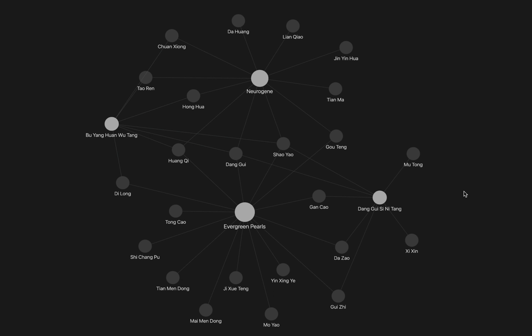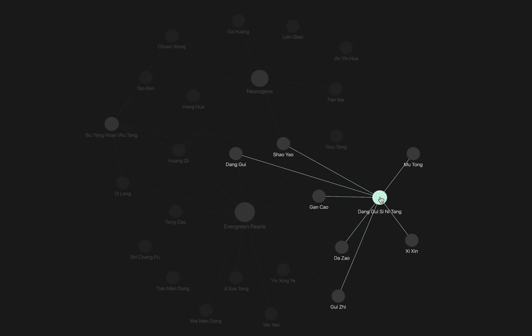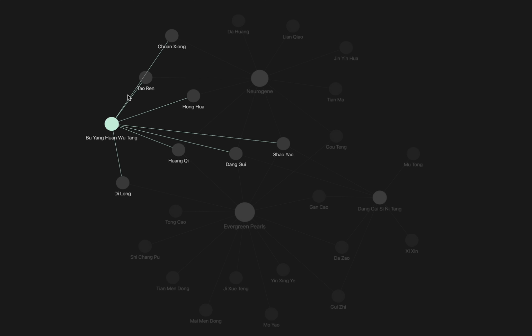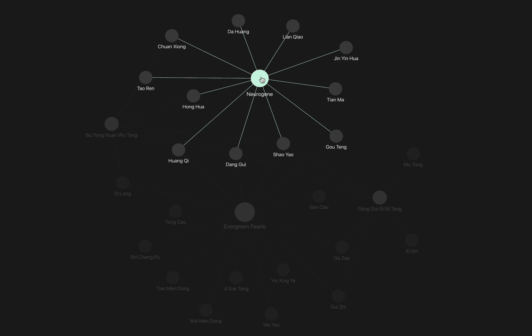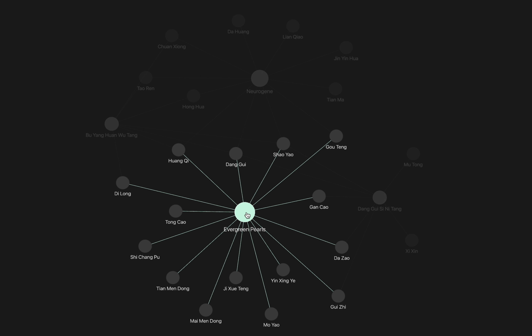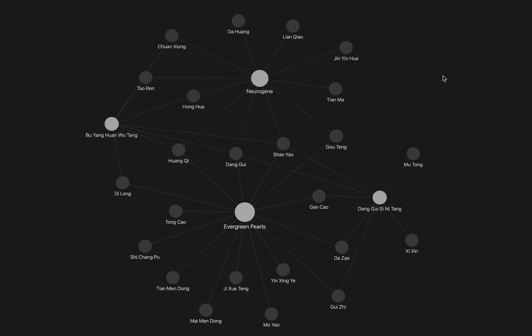So I figured I'd pull all these up, and I've added not only Dangui Sinitong and Buyang Huan Tang, but I've also added Botanical Biohacking's Neurogene and Classical Pearl's Evergreen Pearls into the mix here. So this way we can look at the traditional formulas and also some of these modern variants, and maybe you can find something that's going to fit your patient and suit your needs.